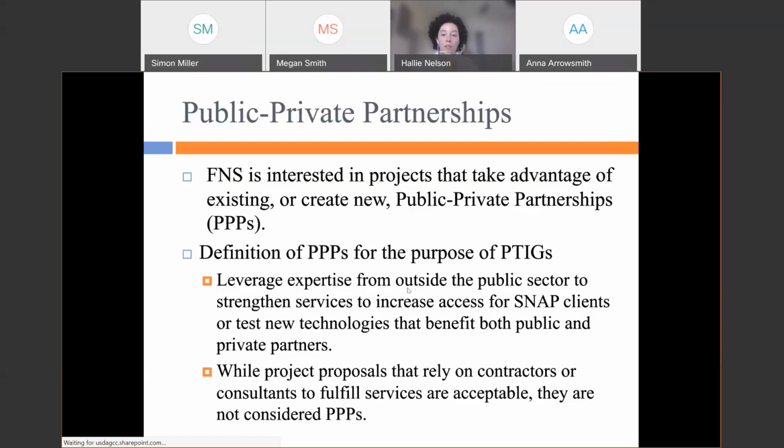The RFA includes the FY20 award for the San Francisco Human Services Agency as an example of a project featuring a PPP. The agency partners with a University of Chicago professor on human-centered design principles. Project proposals that rely on contractors are allowable, but they are not considered PPPs.